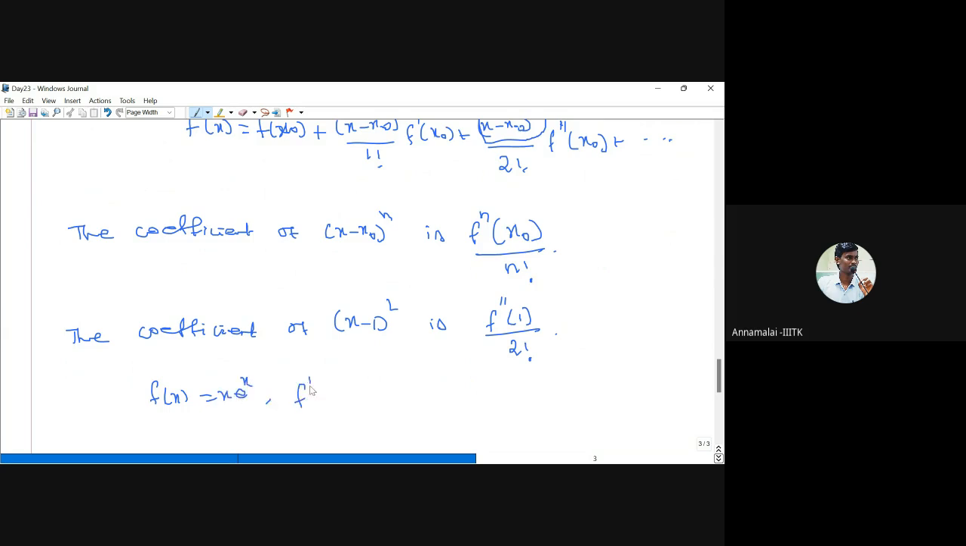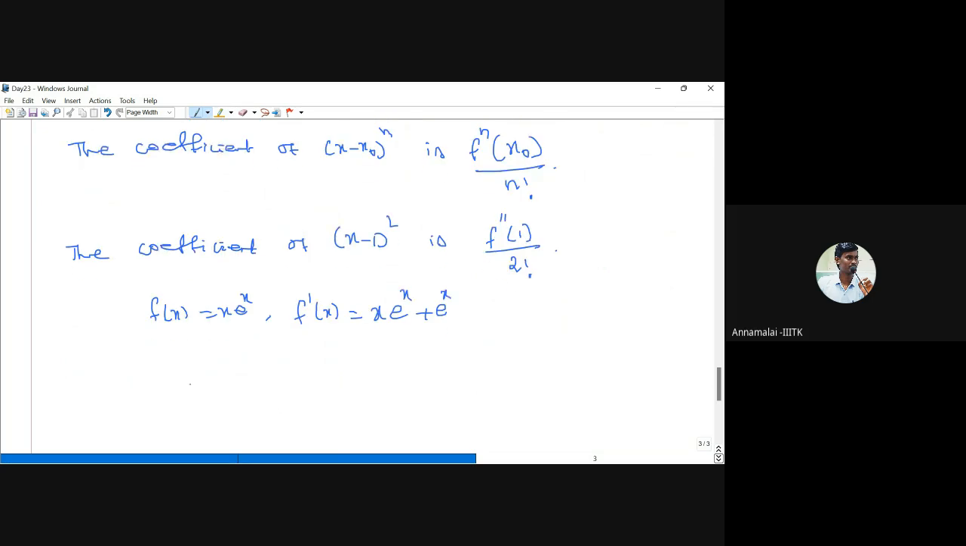Now what is f dash of x? You have to apply the UV method: fix x and differentiate e power x, you get e power x; then fix e power x and differentiate x, you will get 1. This is f dash. Now what is f double dash at a point x? Again apply UV: fix x and differentiate e power x, you get e power x; fix e power x and differentiate x, we get 1; and then the derivative of e power x is e power x. Therefore, taking e power x outside, we get (x plus 2) into e power x.